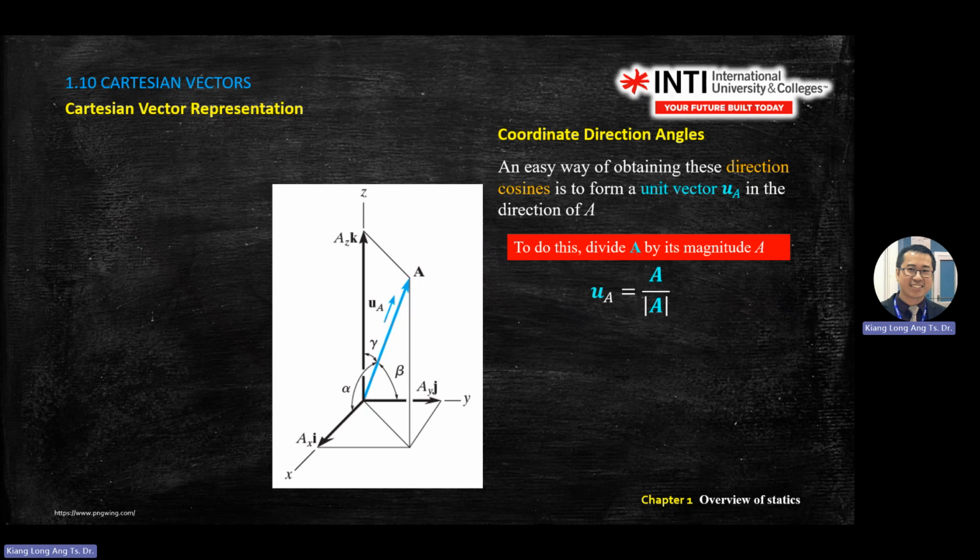Of course, you say, Dr. Ang, can I use this equation for 2D? Yes, your Z is 0. Okay, so this is the equation: UA equals AXI plus AYJ plus AZK divided by the magnitude, the square root of the sum of the squares.